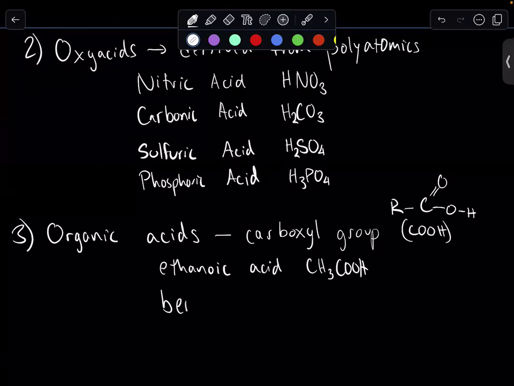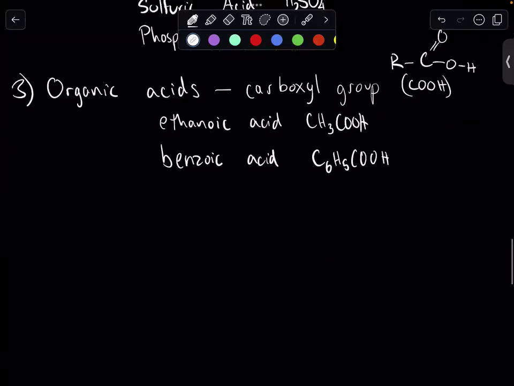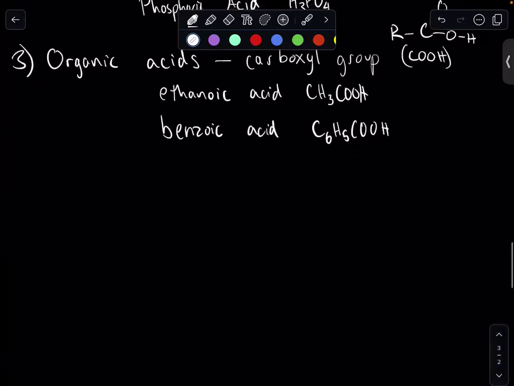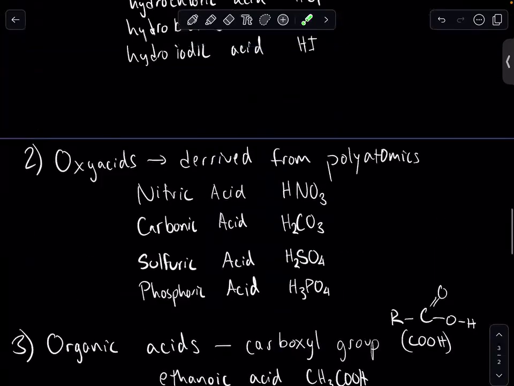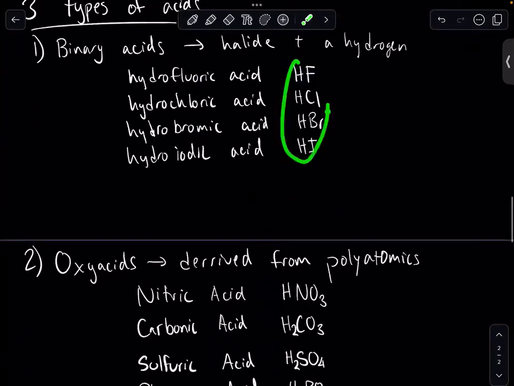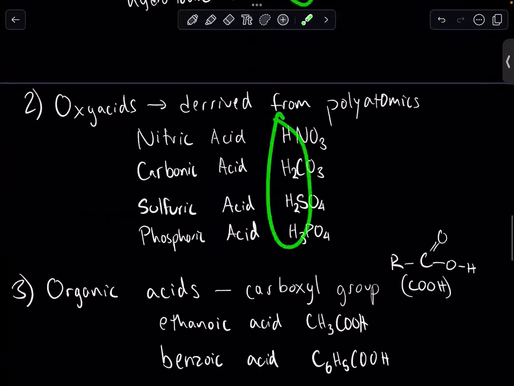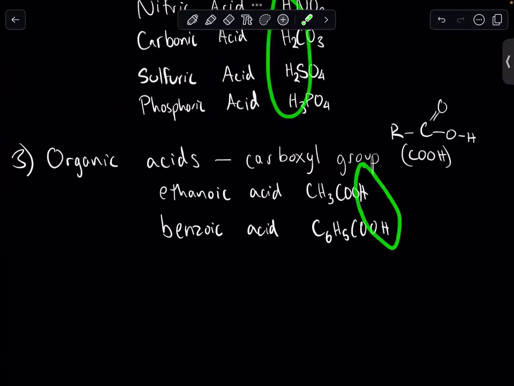Or no, let's do benzoic acid, coming from benzene, C6H5COOH. So these are some common acids that we will see. And now, before we move on to the bases, let's just discuss the three types of acids. Also, something you may have noticed is that each acid contains a hydrogen. That's the proton that leaves it. And in these, it's these last protons.